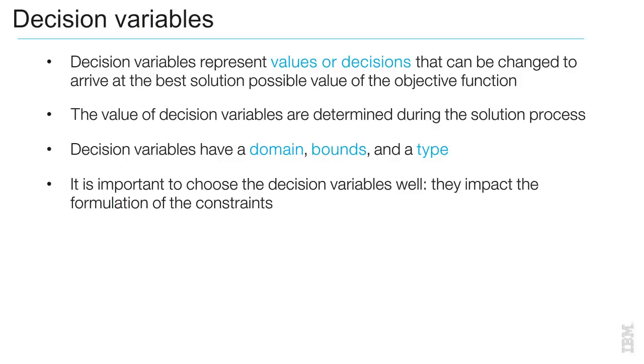Decision variables have a domain, the set of all possible values for the variable; bounds, the lower and upper limits of the domain, where infinite bounds are allowed; and a type, for instance, real, integer, Boolean, or interval. It is important to choose the decision variables well because they impact the formulation of the constraints and the solution method used.